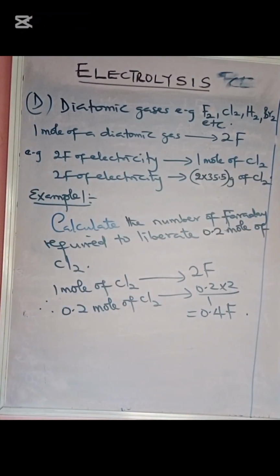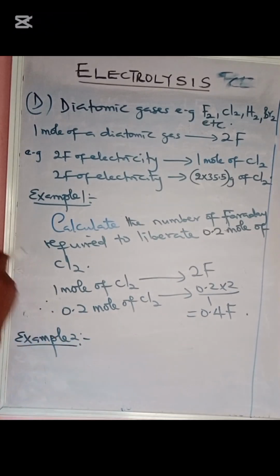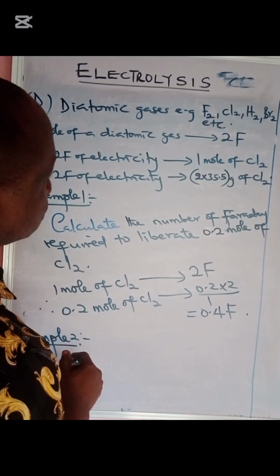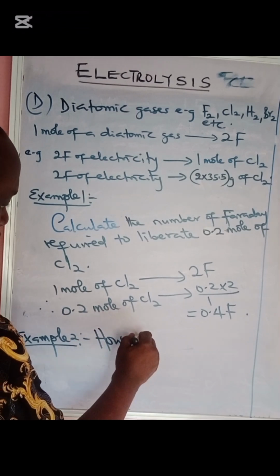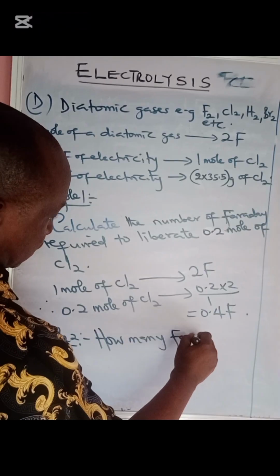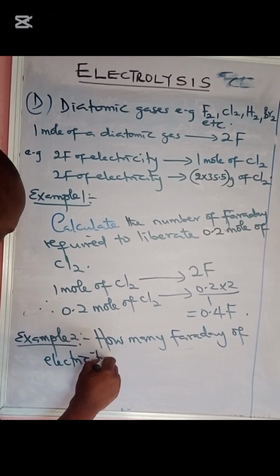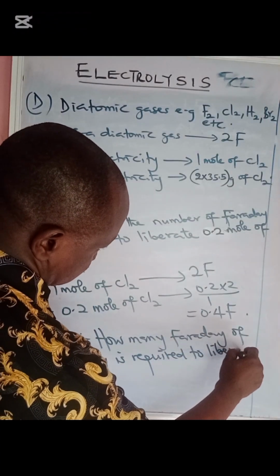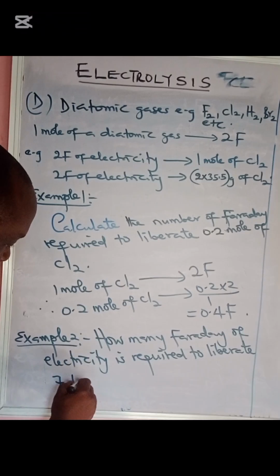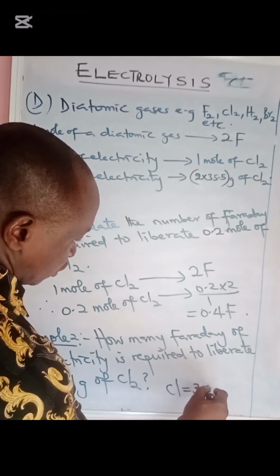Take note of that. Example 2. How many Faraday of electricity is required to liberate 7.1 gram of chlorine gas? Take chlorine to be 35.5.